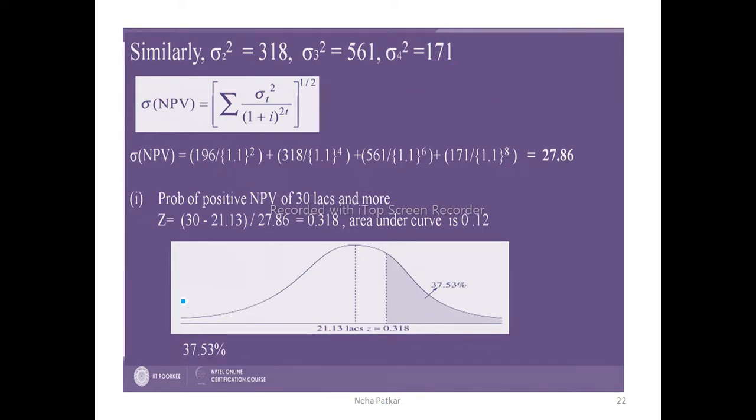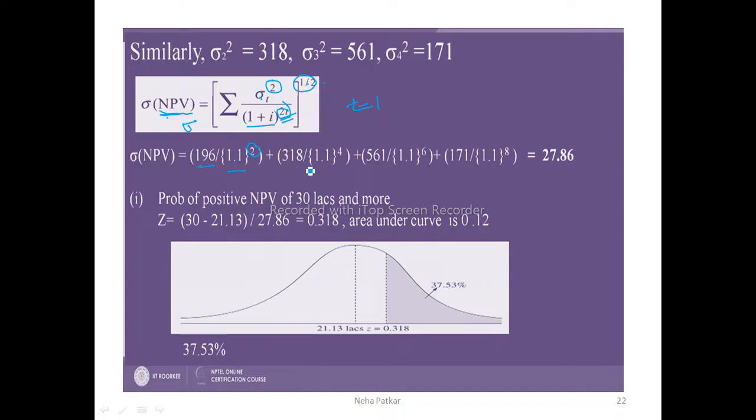Then we will calculate the standard deviation of the NPV value. We are calculating sigma of the NPV. As we have already discussed, the formula is the sum of sigma square divided by 1 plus i to the power 2t, and we take the root, because we need sigma, not sigma square. When we put all the values in the formula, sigma 1 square is 196, the discounting factor is 1.1, and for the first year the power will be 2.